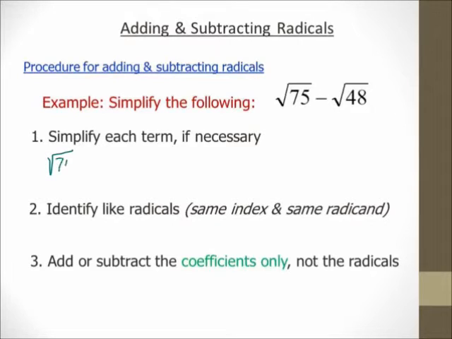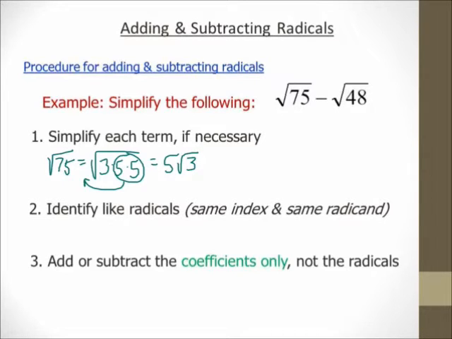Square root of 75 is the square root of 3 times 5 times 5. My index is a 2, so I can circle two 5s, bring one out. So I end up with 5 square root of 3.